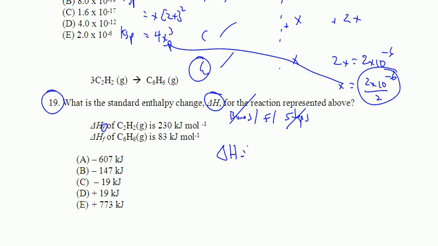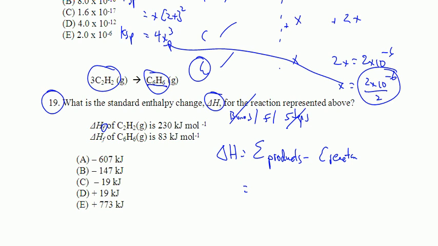Delta H, if I see formation values, is going to be equal to the sum of the products minus the sum of the reactants. Watch out, because products is usually right minus left. It always is. Bonds broken minus bonds formed is left minus right, because the reactants break to form the products. Be aware of that.